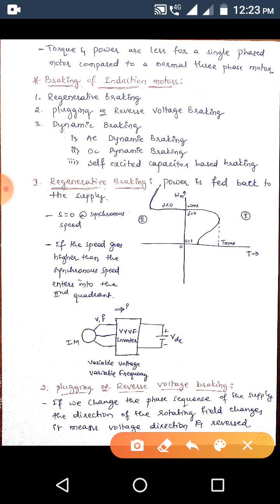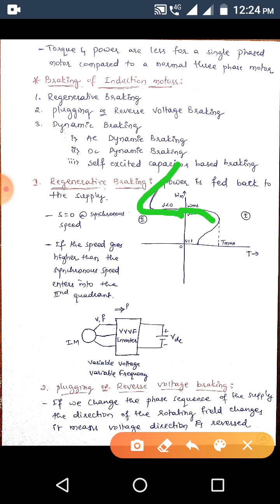If the speed of the motor goes higher than the synchronous speed, then at that time the speed of the motor enters into the second quadrant. The second quadrant will be the regenerative braking system. Okay, so at that time it will enter the second quadrant here.